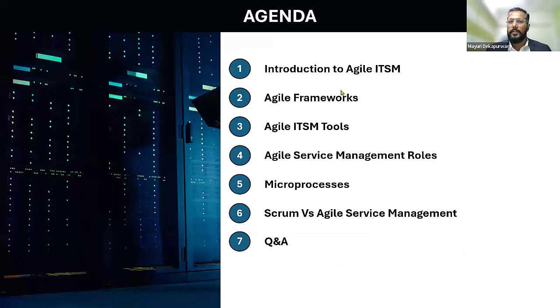Now team, this is our agenda. We are going to look at introduction to Agile ITSM, different Agile frameworks, which most of you already know, and then Agile ITSM tools, and what are different roles that are there in Agile Service Management, and how do we correlate them to Scrum and microprocesses. And when we talk about different events, different meetings, how it works in Agile Service Management, we can see that. And then in the end, I'll open a session for the question and answers.